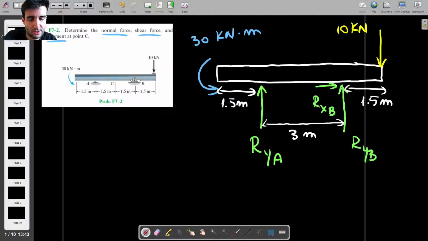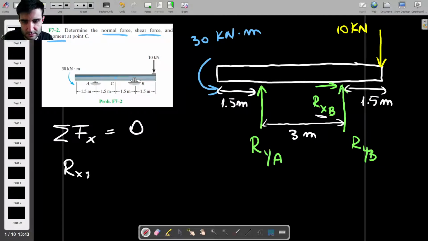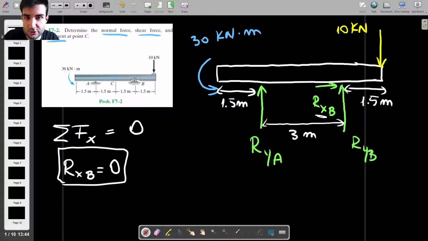So let's first look at the equilibrium of forces in the x direction. The sum of forces acting in the x direction has to be equal to 0 for equilibrium to take place. If you look carefully, we just have one force in the x direction, which is RXB. So this means RXB equals 0. There's no other horizontal force that this reaction can balance, which means this reaction force is 0.